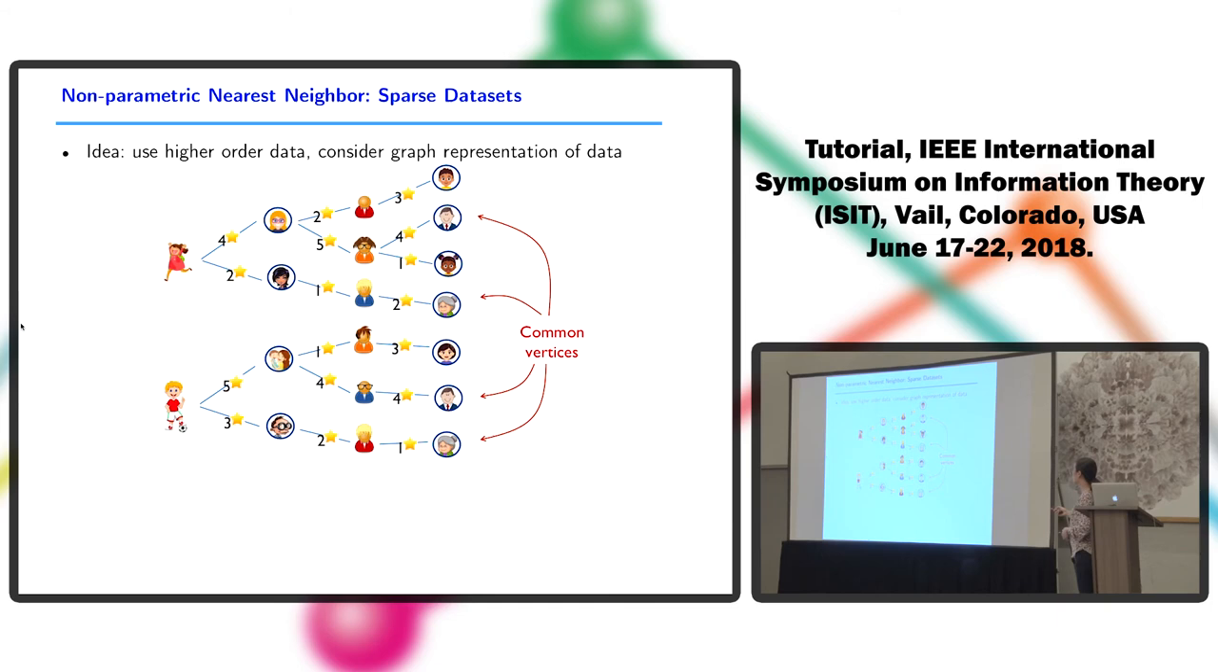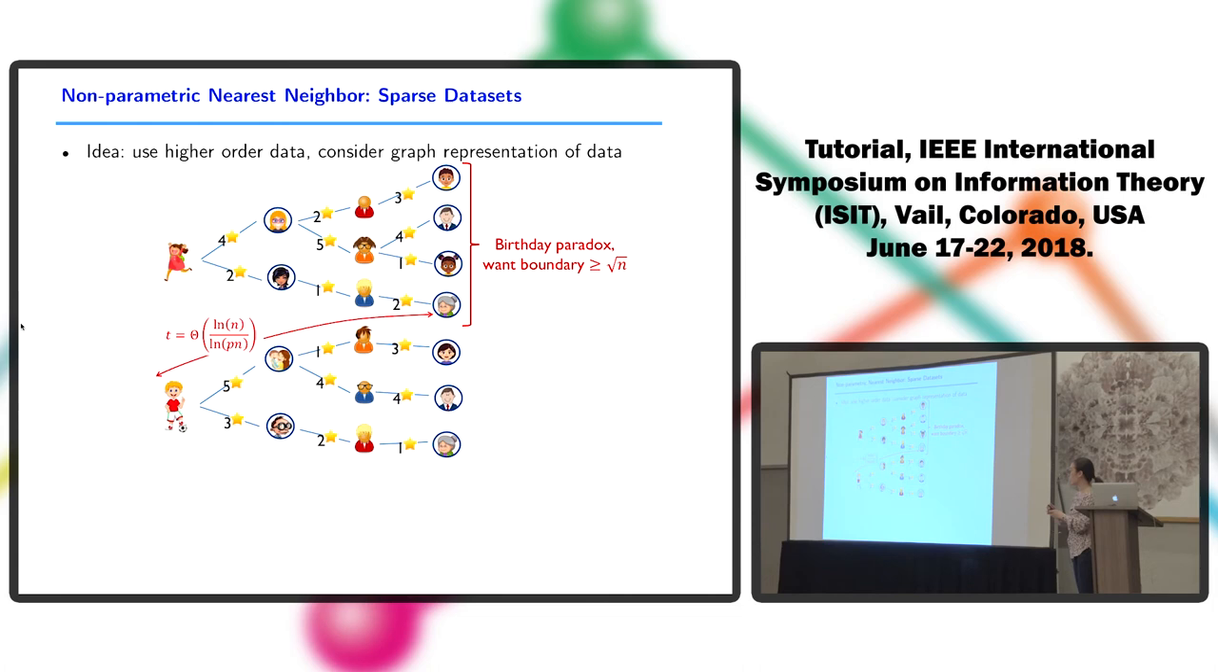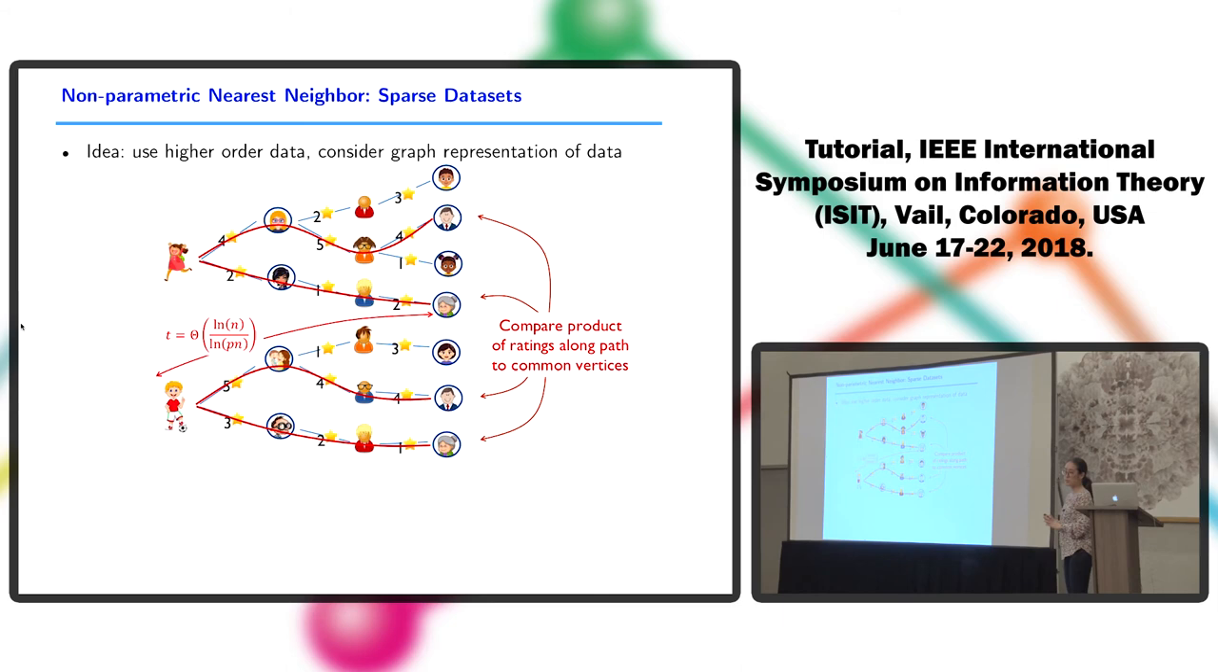You might want to ask, how long should we unravel this neighborhood? And so again, by the birthday paradox, we want this boundary to be on the order of square root n. So that means this depth, which I will denote by t, will be on the order of log n over log pn. And then given these boundaries, what we do to compute the distance between Alice and Bob would be to compare the product of ratings along the paths to common vertices. So for example here, we can look at the paths from Alice and Bob to this grandma. We would be comparing 2 times 1 times 2 with 3 times 2 times 1.